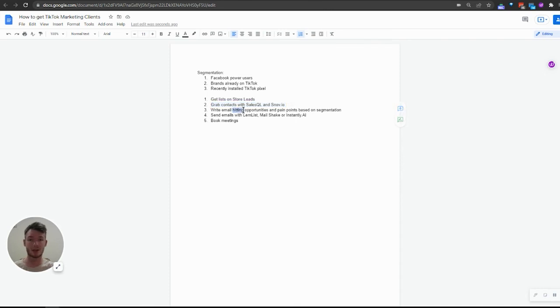And then write emails hitting on the opportunities and pain points based on segmentation. If you were to write the same email to everybody based on all those segmentation groups, you're losing out on getting really specific, a very clear opportunity or a very clear pain point. Then send those emails with a tool like Lemlist, Mailshake, Instantly.ai. Instantly.ai is a new one that's really good if you haven't checked it out. And then simply book meetings.